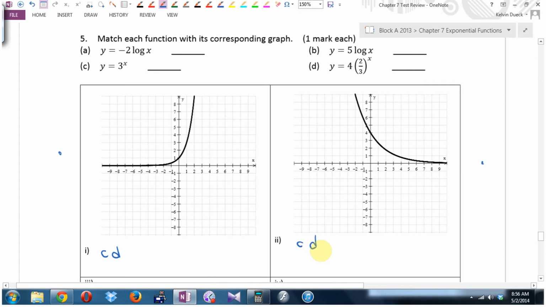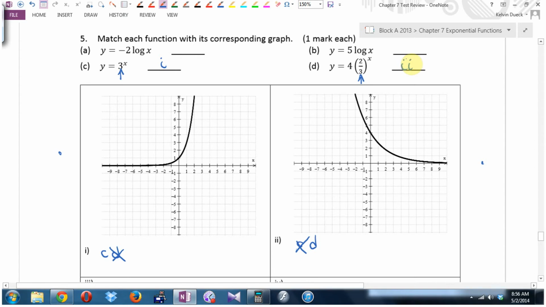How can I figure out which one's which? First thing I check is the base. That's a 3. That's a fraction less than 1. D is going to be a decay graph. C is going to be a growth graph. So the first graph is graph C. Second graph is graph D. Let's put that here. Graph 1, graph 2.